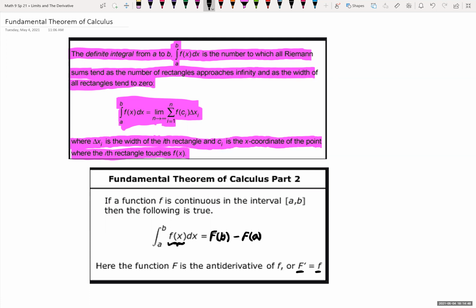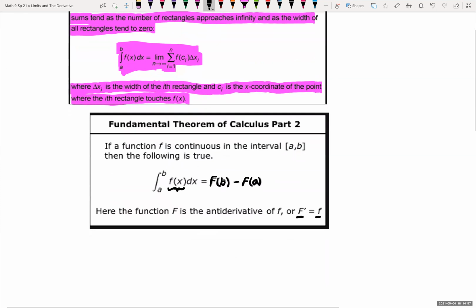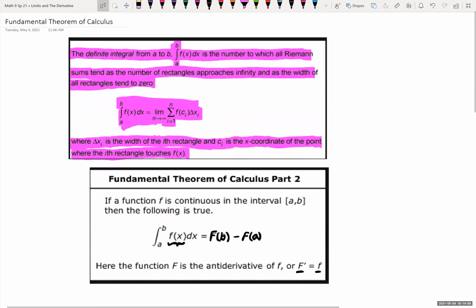So let's look at an example of doing that. But actually, before we do that, let's review. This is a review of what we did when we were looking at indefinite integrals. We had those properties so that we could integrate really easily.